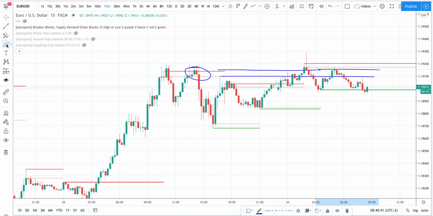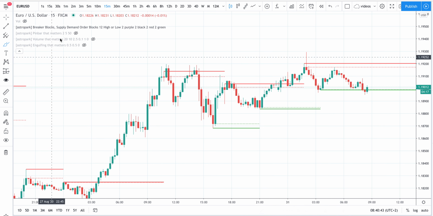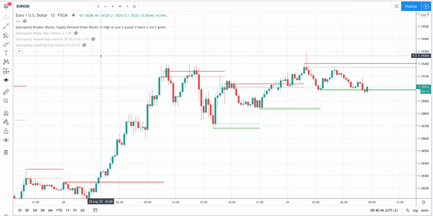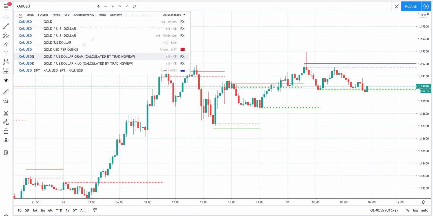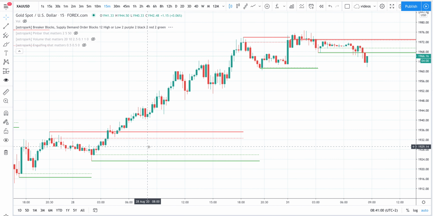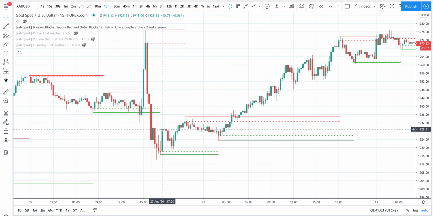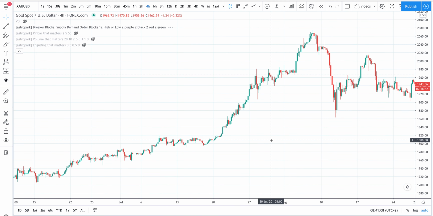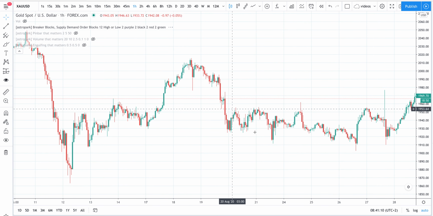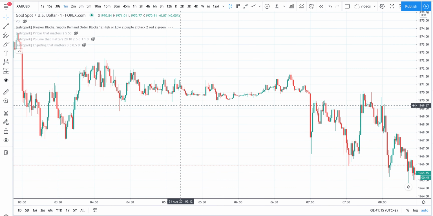We can see another market, for example, just faster. We can see gold USD. Let's see, for example, on a different time frame, say 1 hour. Oh, okay, it works also on 1 minute if you like.